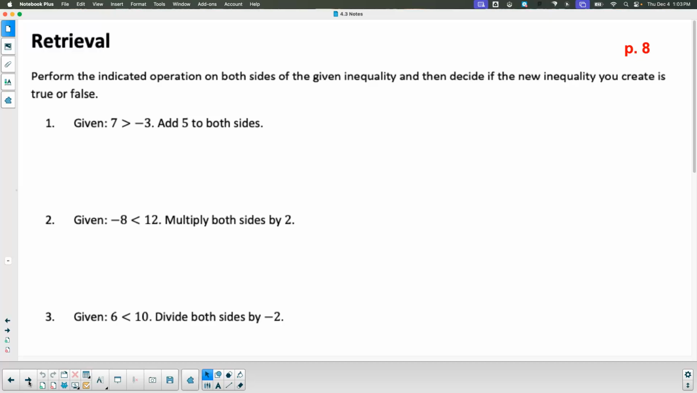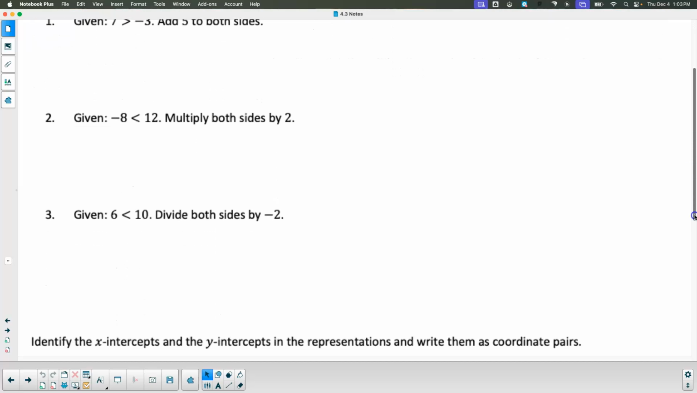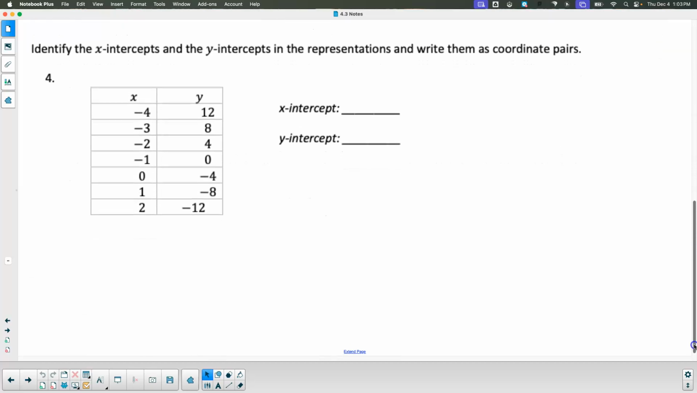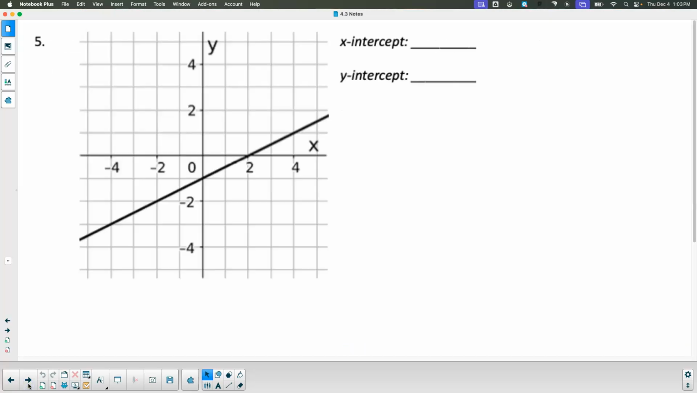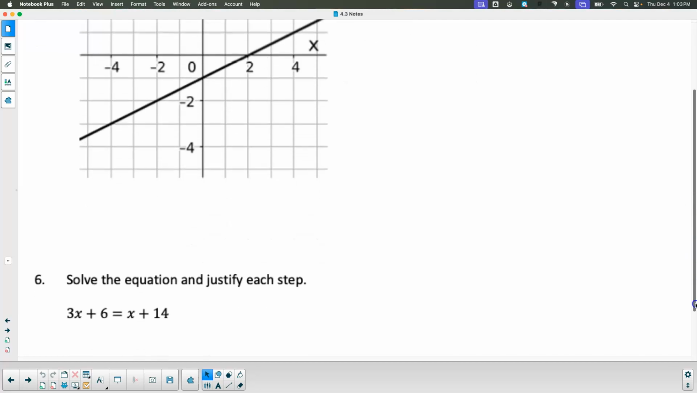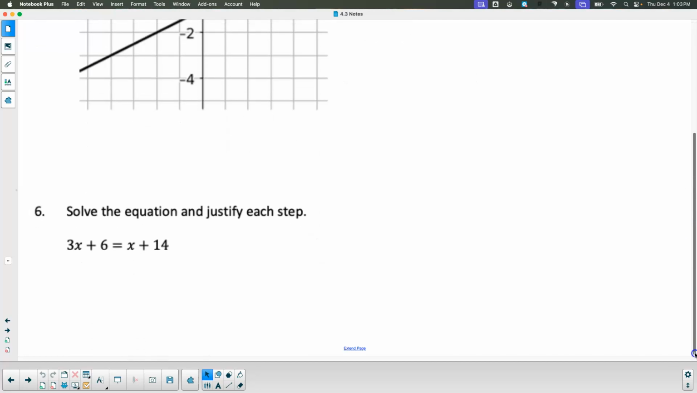So 1, 2, and 3, they're asking you to do that mathematical operation to both sides and then see if it makes sense in the end. 4, 5, and 6 are find me the intercepts of them, x and y intercepts of all of those. Actually, 4 and 5 are that, and then 6 is a solve. Okay? I think for you, it is on pages 8 and 9. Okay? Go for it. Give you a couple minutes to get those done.